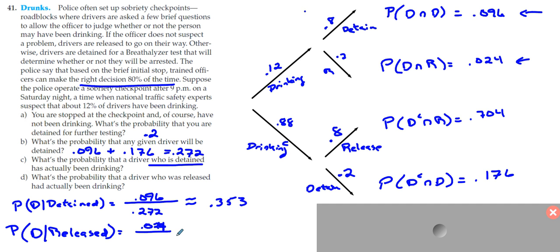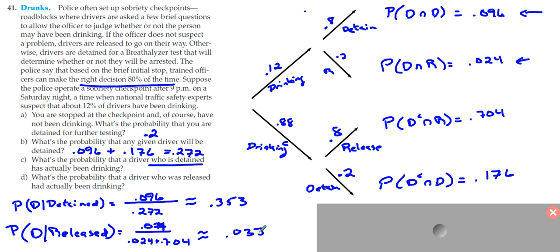And then released, we do have to take into account, we don't have this yet. We take into account the 0.024 because that's one of the situations where you're released. And then the other one is the 0.704. Right? And we calculate that out, and it's about 0.033.